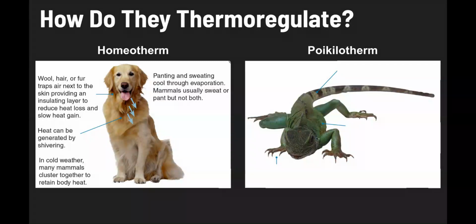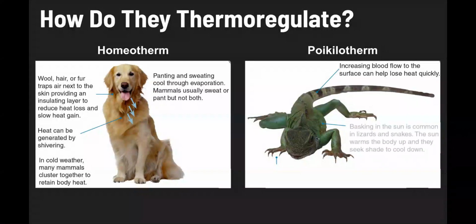Okay, let's look at a poikilotherm here. So this is a lizard. How does it thermoregulate? Well, it increases blood flow to the surface of its skin, and this can actually help lose heat quickly. So if they're getting too hot, they can increase blood flow to the surface, and then heat is lost from the body. What if they're too cold? Well, basking in the sun is common in lizards and snakes. The sun warms the body up, and they seek shade to cool down.